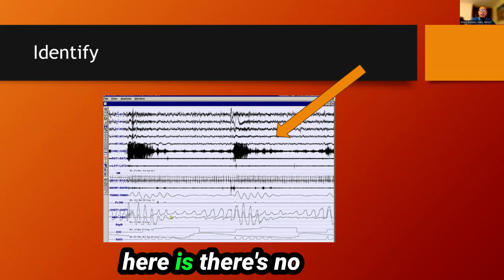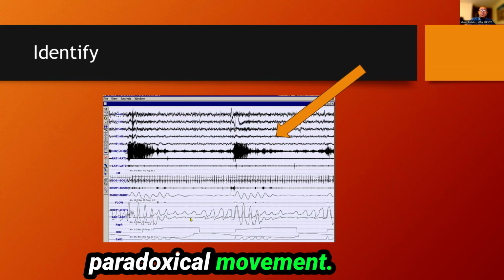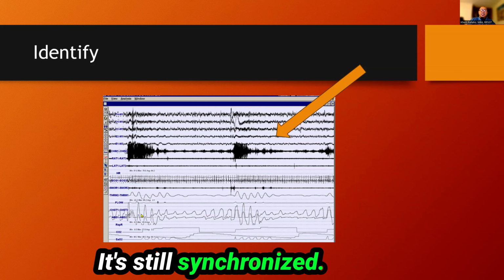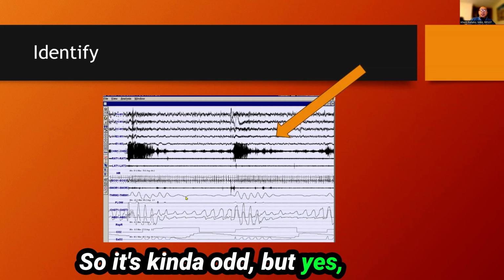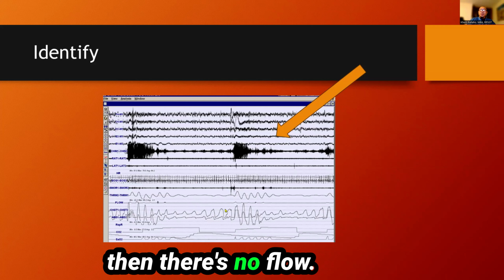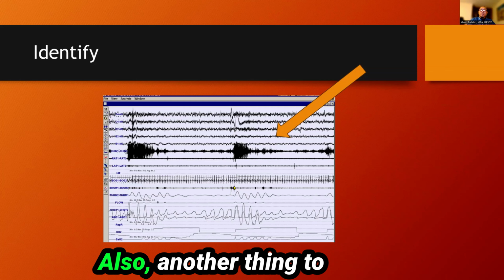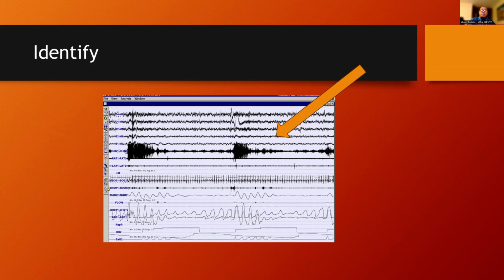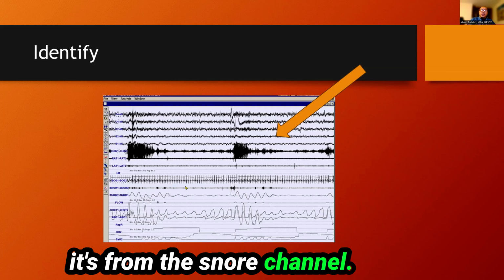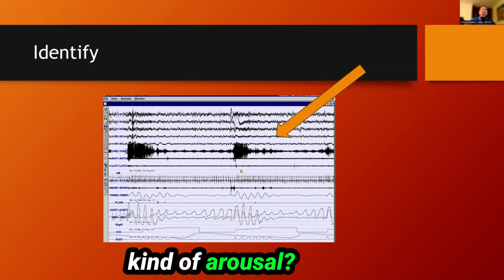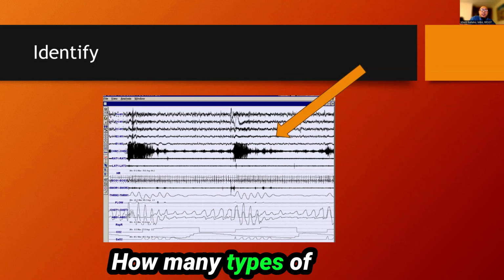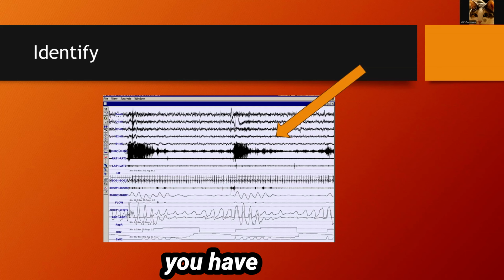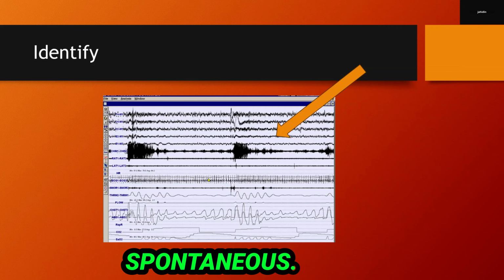The only weird thing here is there's no paradoxical movement. This is not paradoxical. It's still synchronized. So it's kind of odd, but yes, this is obstructive apnea. There's effort and then there's no flow. Another thing to consider here is this. What is this? You look back on the left, it's from the snore channel. So what kind of arousal is this? Snore arousals. How many types of arousals do you have? You have snore arousals, respiratory arousals, movement arousals, and spontaneous arousals.